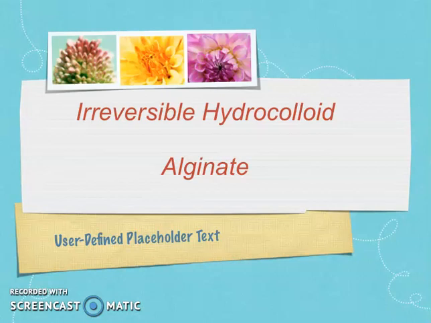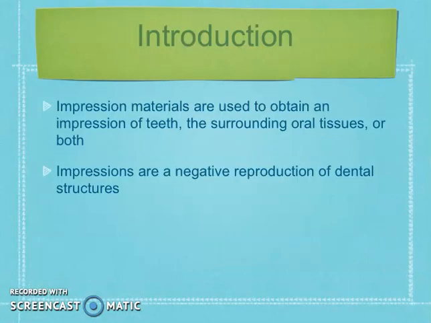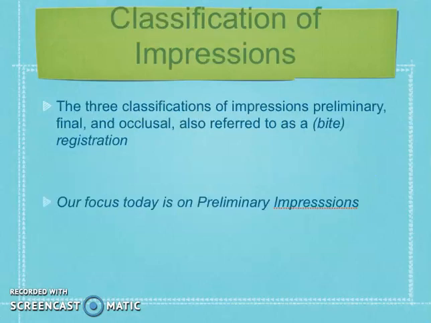Today's lecture is on irreversible hydrocolloid, or better known as alginate. When we take an impression on a patient's teeth, the impression is a negative reproduction of the dental structures. When the model is created with gypsum, that becomes the positive reproduction. There are three classifications of impressions, but we're going to focus today on the preliminary impression. And preliminary meaning prior to anything being done to a patient's teeth.